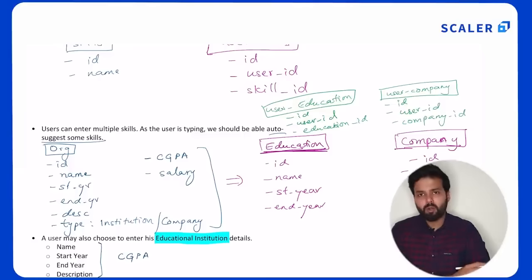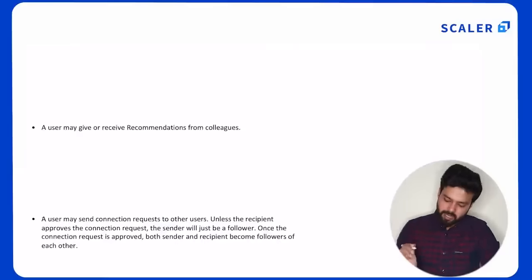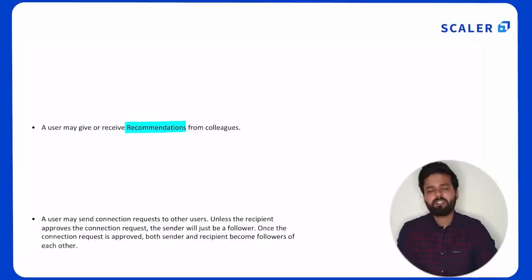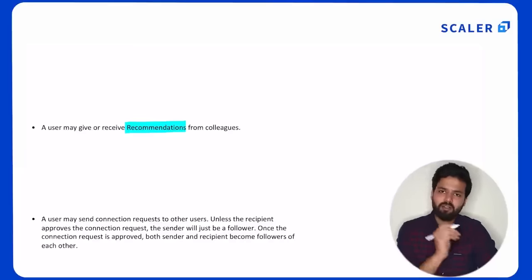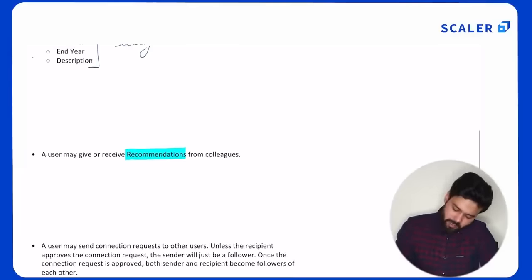Now if I want to find out all the users who have gone to a particular institution, what I'll do is I'll go to the user education table and I'll query select star from user education where education ID equal to the institute ID. The next requirement is to have recommendations. Now a particular user can either give recommendations or receive recommendations. Since this is a list, it does not make sense to add this in the attributes of your particular user. It makes sense to have a separate entity.